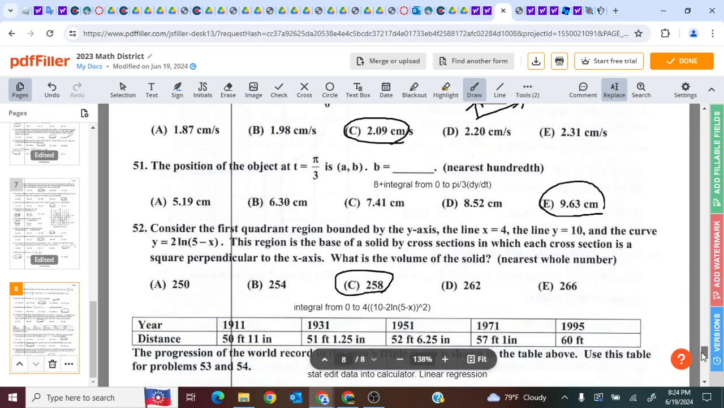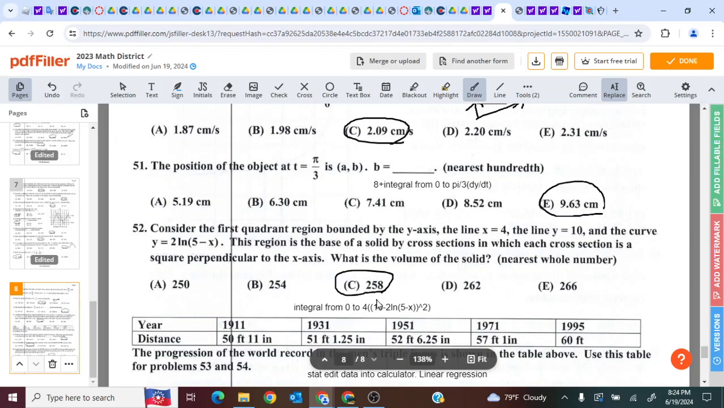Consider the first quadrant region bounded by the y-axis, this line, and this curve right here. The region is the base of a solid in which each cross-section is a square perpendicular to the x-axis. What is the volume of the solid?